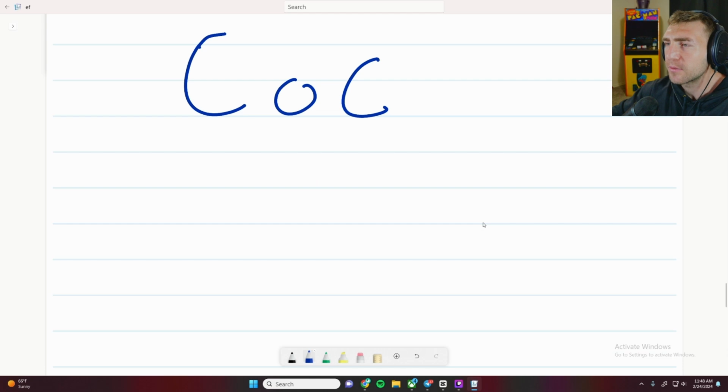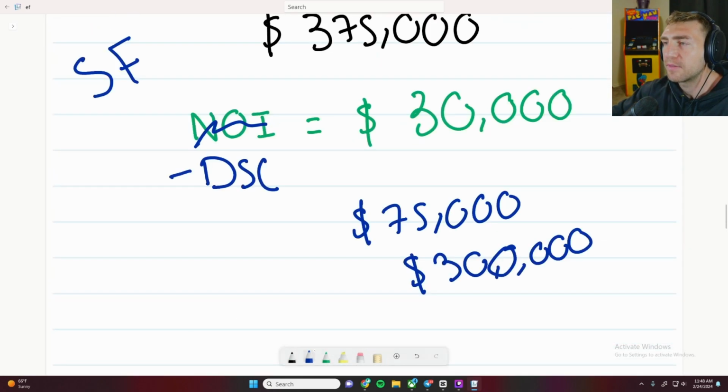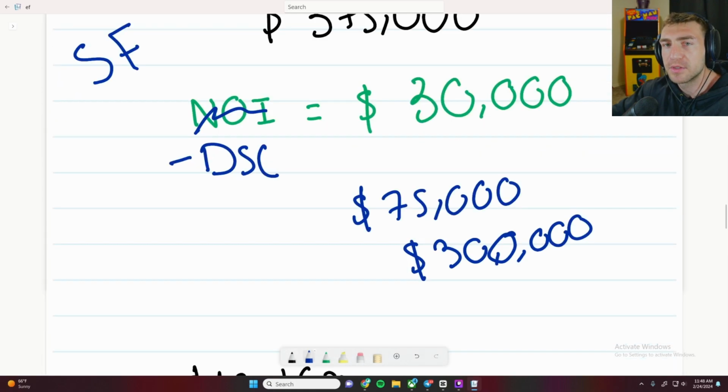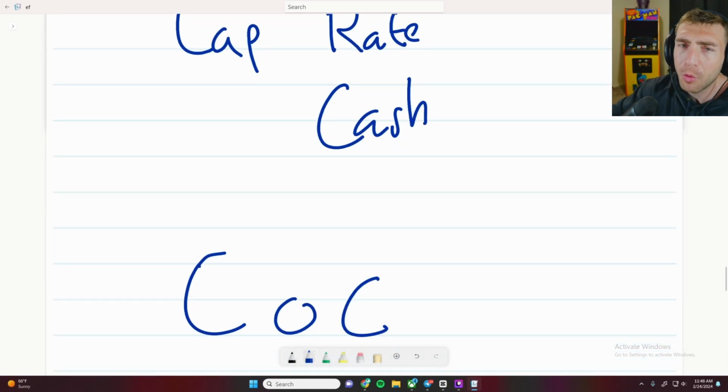And the only difference is you're not dividing it by the purchase price, you're dividing it by your entry fee, the amount of money you put down. And in this deal, remember, we seller financed 300 and we put $75,000 down. But your entry fee is more than just the down payment.